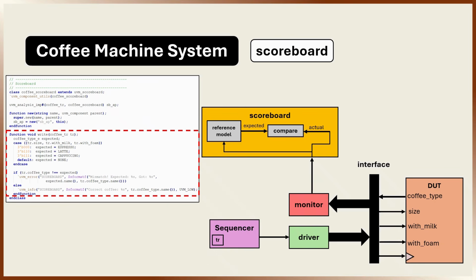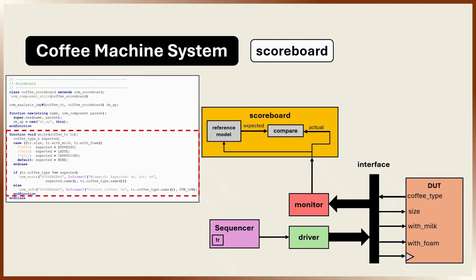If the output from the DUT does not match the expected value, the scoreboard reports an error. If it does match, we log an informational message saying the coffee is correct. This is the main checking component in our test bench. It verifies that the machine behaves exactly as the specification describes.